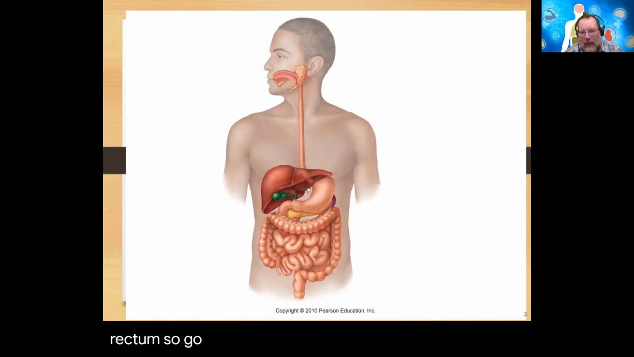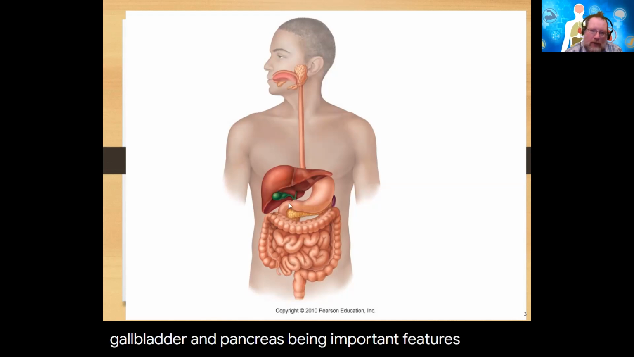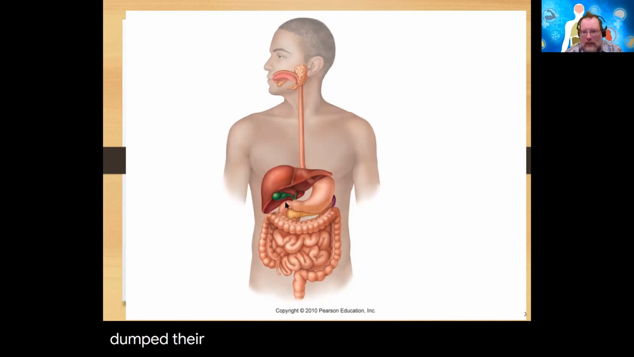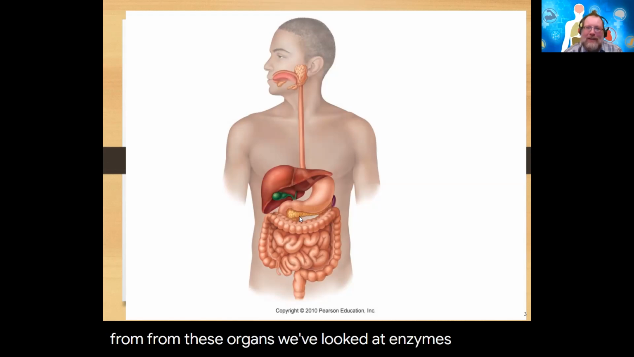So going back up and looking briefly at the accessory organs of digestion, we see the liver, gallbladder, and pancreas being important features, and they're all going to have ducts that lead together and dump their fluids, primarily digestive enzymes, into this area where the stomach opens up into the duodenum or the small intestine. So we'll spend some time looking at some of the chemicals of digestion that are going to come from these organs. We've looked at enzymes up to now.